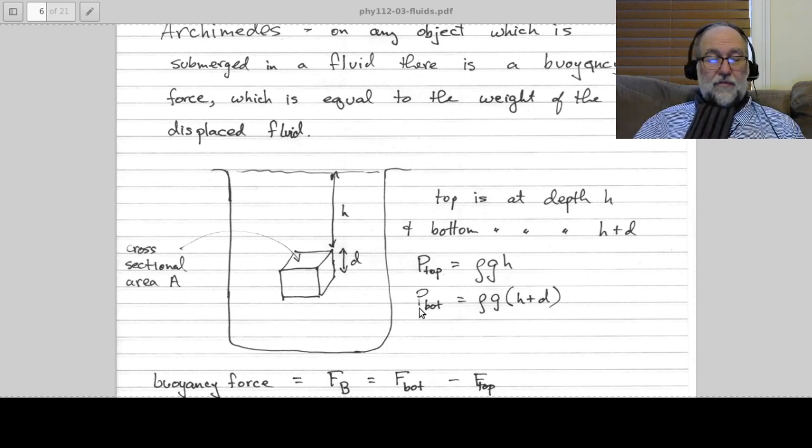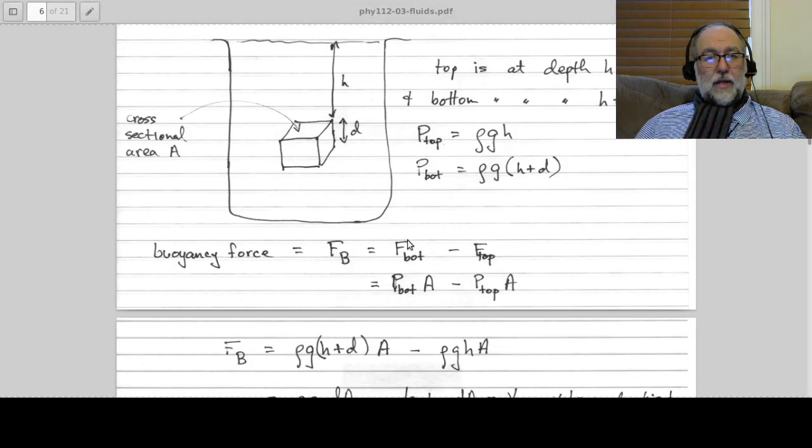Okay, but we can actually get a formula for that, because now we've got these two pressures. We could say, you know what, that force, the buoyancy force, is going to be the force on the bottom minus the force on the top. Because the bottom is bigger. And the force on the bottom, remember, force is related to the pressure, because the pressure is the force divided by the area. So I'm going to take that force and write it as the pressure on the bottom multiplied by A, the cross-sectional area. And the force on the top is going to be the pressure on the top multiplied by the cross-sectional area.